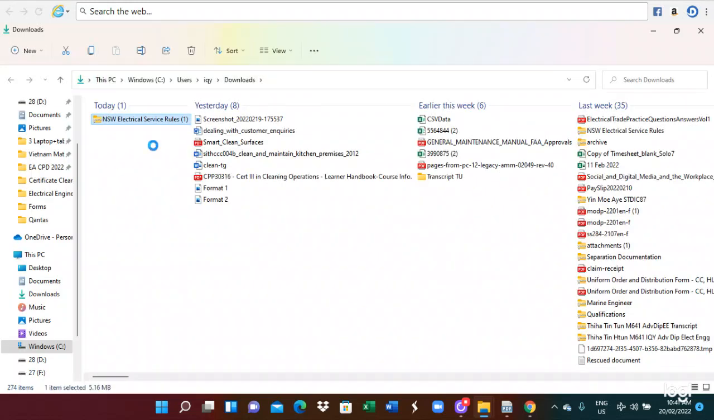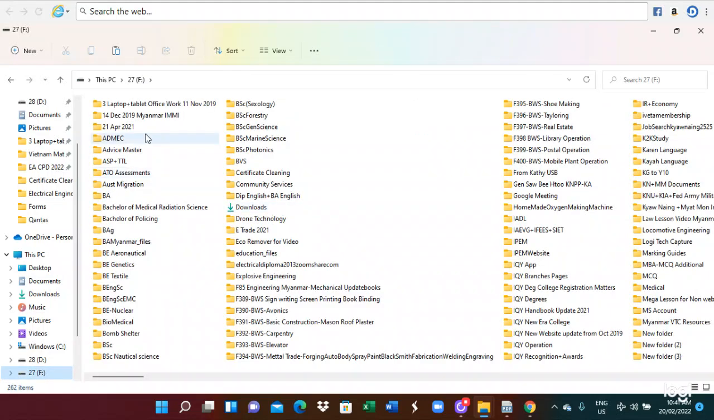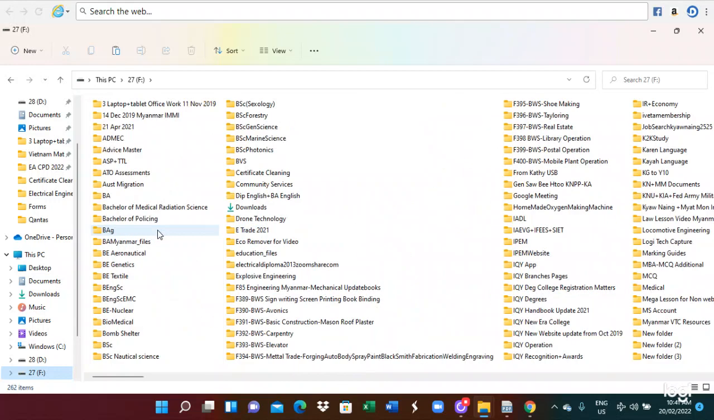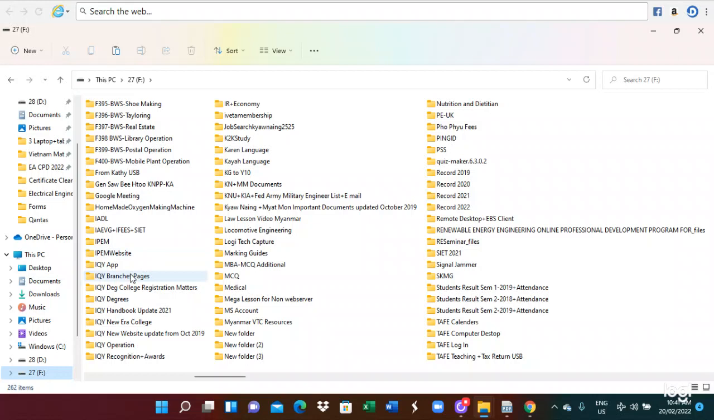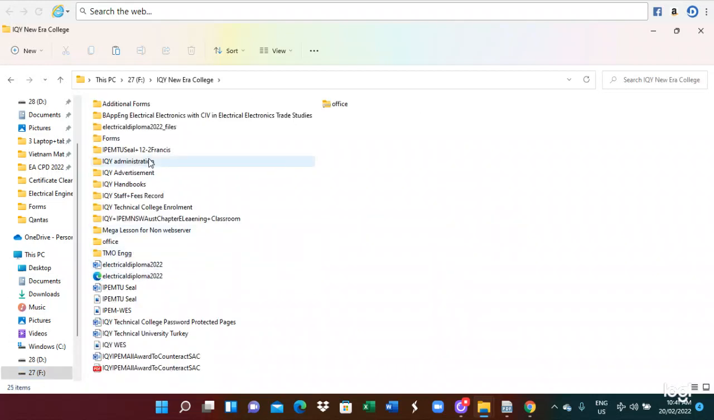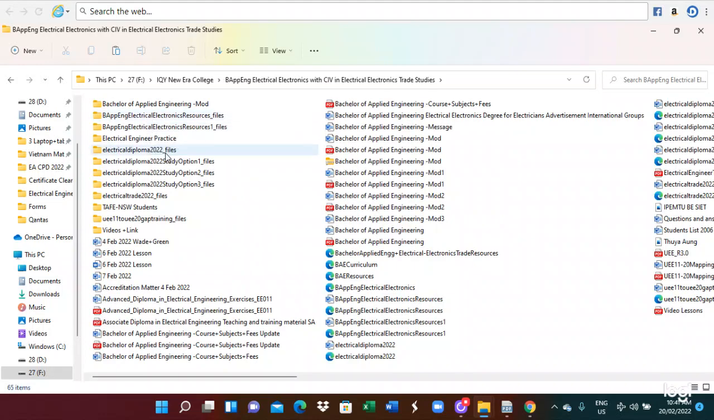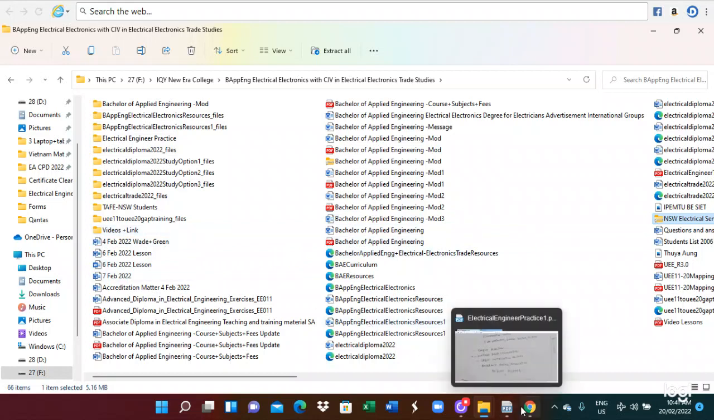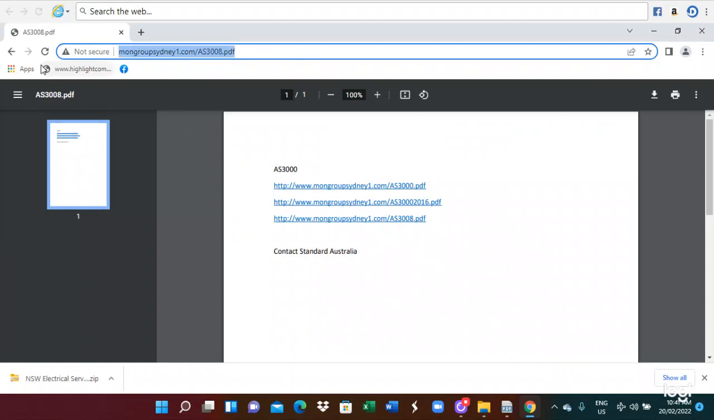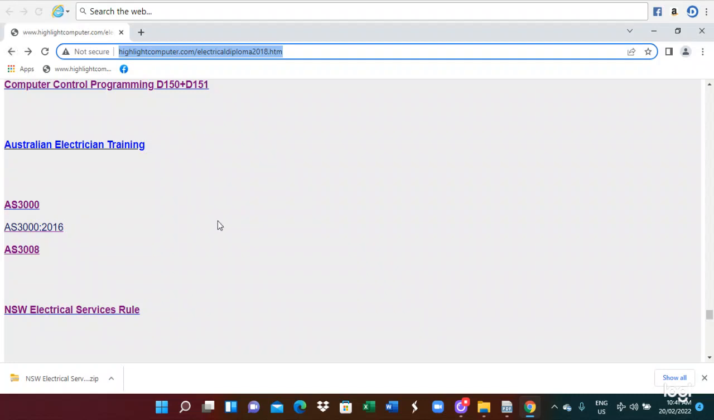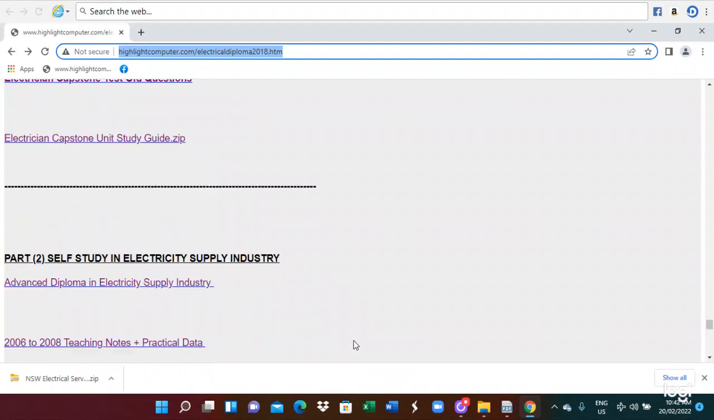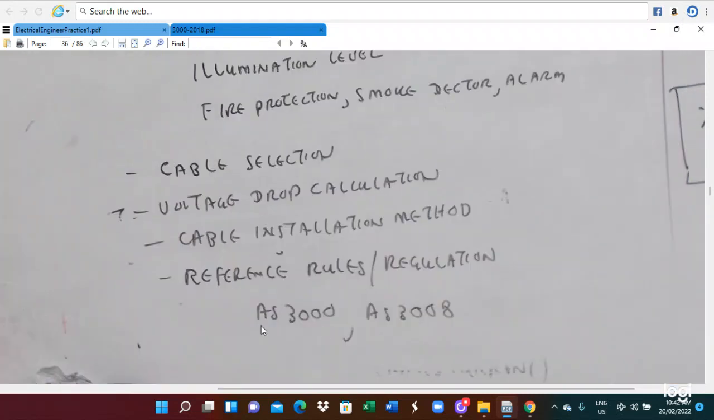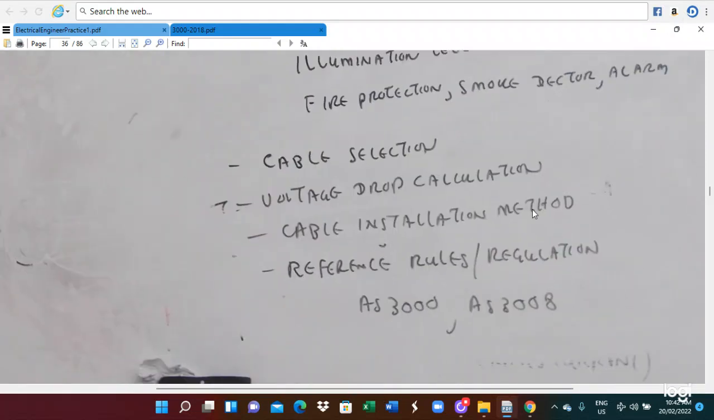So this is the ESR3000, the New South Wales Electrical Service Rules. So this is the way we have to utilize the EL0039 rule to calculate the cable size. EL0039 is a cable selection. So those things we have to calculate.